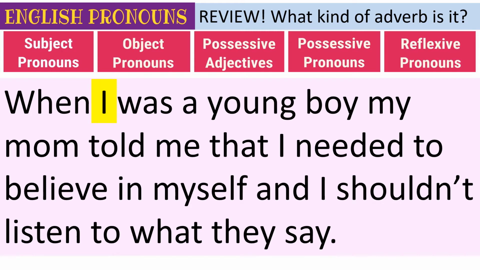When I was a young boy, my mom told me that I needed to believe in myself and I shouldn't listen to what they say. So what is I there? It is a subject pronoun, of course. I is doing the action. What is my in this sentence? Pause if you want to think longer. It's a possessive adjective, of course.